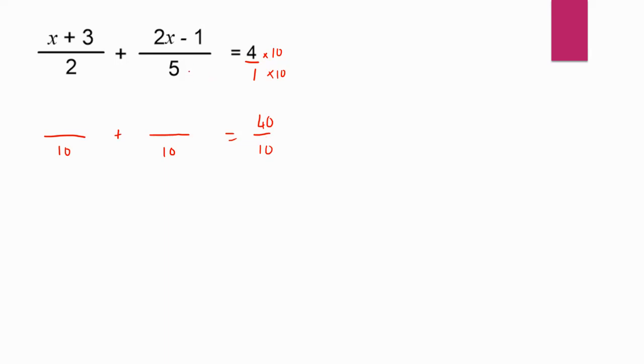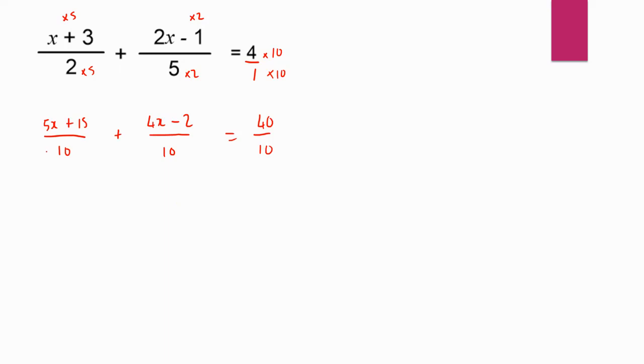On this second fraction, we know 5 times 2 gives us 10. So now we need to times the top of the fraction by 2. That means we times 2x by 2, giving us 4x. And we times 1 by 2, which gives us 2. And on the third fraction, 2 times 5 makes 10. So we need to multiply the numerator all by 5. So we need to do x times 5, which gives us 5x, and 3 times 5, which gives us 15.